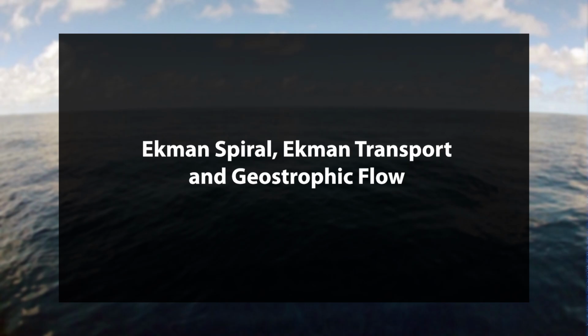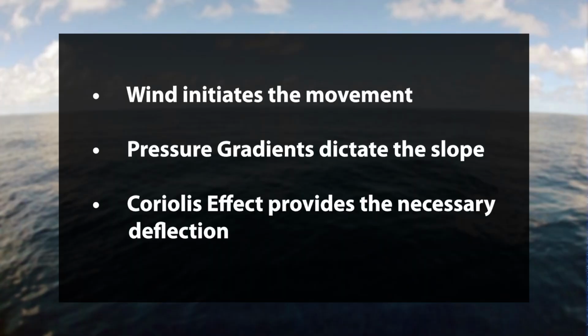Another important factor is known as the Ekman spiral, Ekman transport and geostrophic flow. We now understand the three forces that control the surface currents. Wind initiates the movement, pressure gradient dictates the slope, and the Coriolis effect provides the necessary deflection.